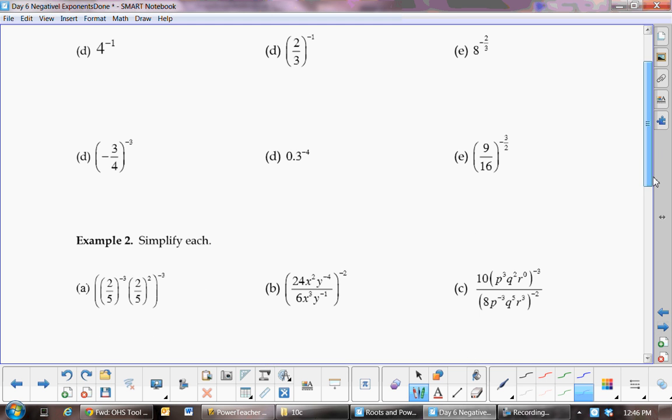Okay, these should insult your intelligence. 4 to the negative 1 would be 1 over 4. How about hands from now on? 2/3 to the negative 1. How would you write that so it's positive? Yes? 3 over 2. Okay. I just wanted the ones down because if I didn't, I'd have 5 hands up going, where's the 1? What did you do with the 1?